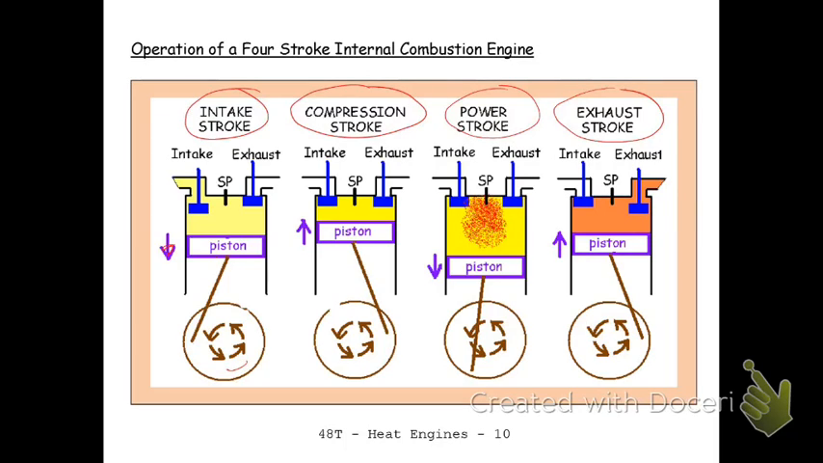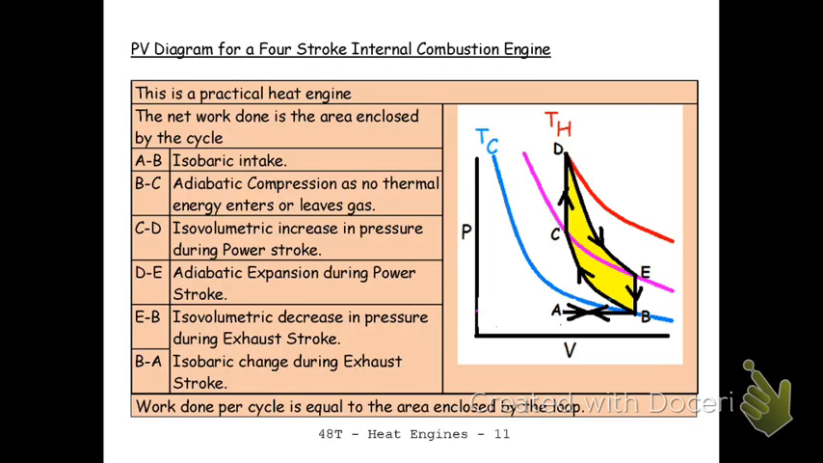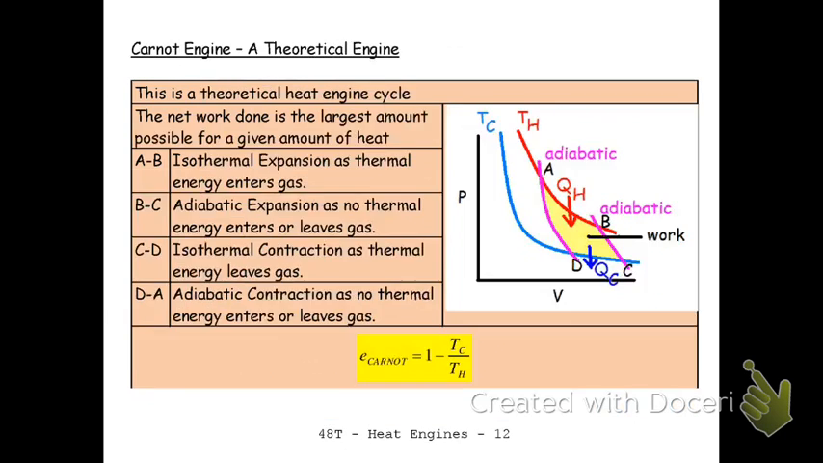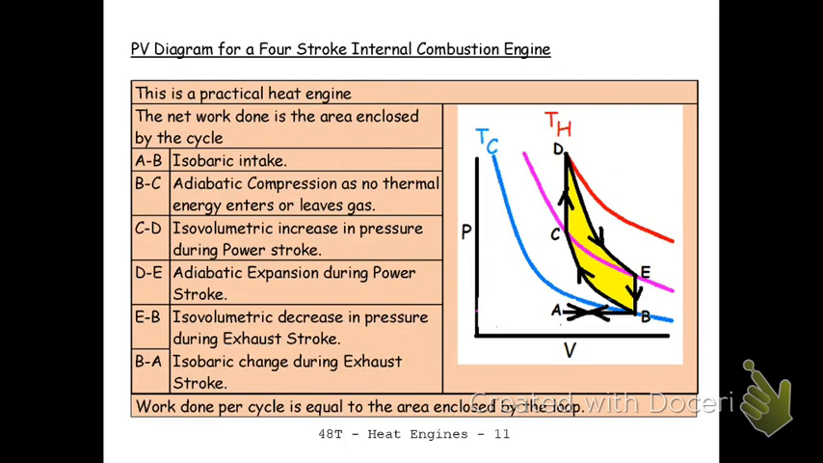I'd like you to know the order of these. I'd like you to know when the valves are open, when the valves are closed. This is recognizing what we're doing on a PV diagram. When you open up your intake and you draw air pressure gas in, you're doing that. What kind of change is that? It's isobaric, isn't it? Constant pressure.